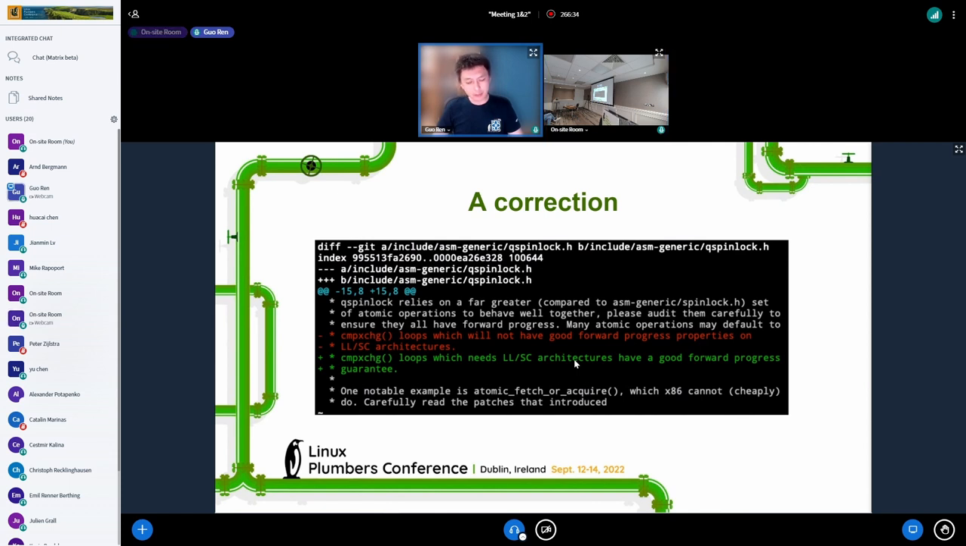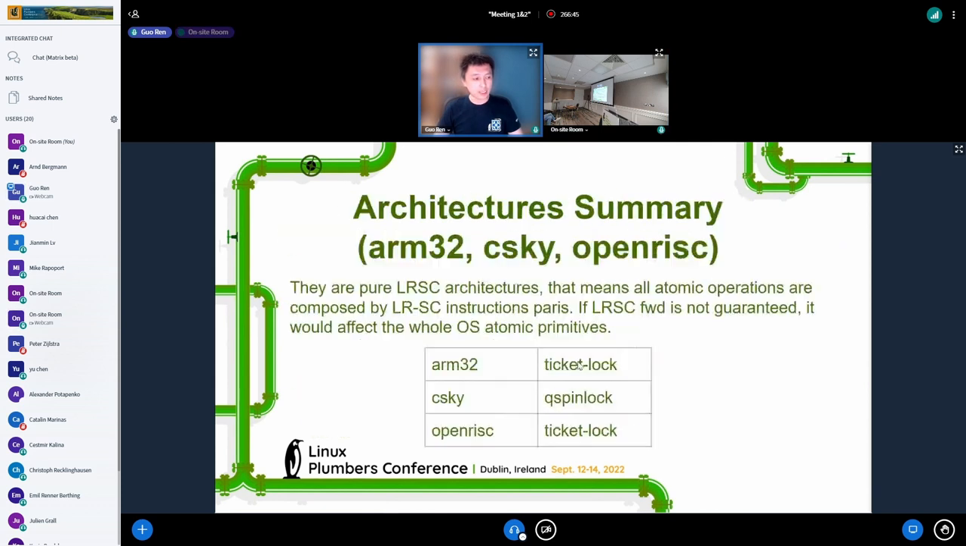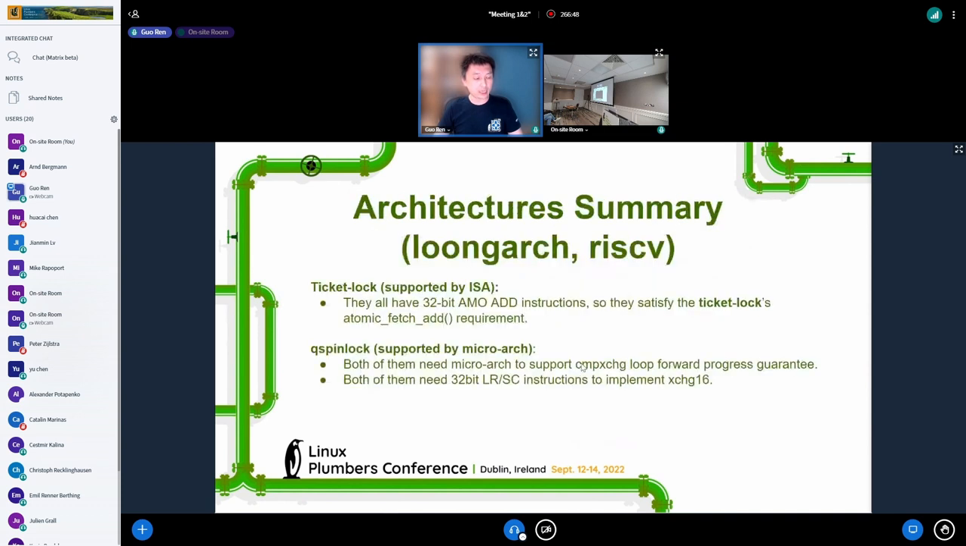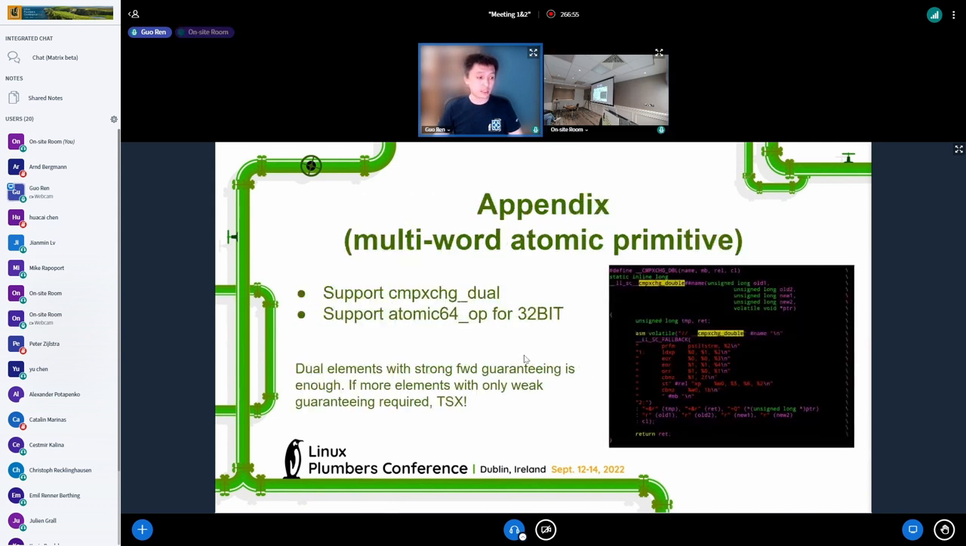Actually, some architectures make it very flexible. That means you can implement it with a straightforward guarantee, but you can also implement it with a weak forward guarantee. And that's why this kind of architecture needs a ticket lock or the queued spinlock, because they have compare exchange and atomic swap instructions to meet the requirements of the ticket lock, but they don't have them in the ISA design. For the queued spinlock, mixed atomic exchange, they need microarchitecture support.